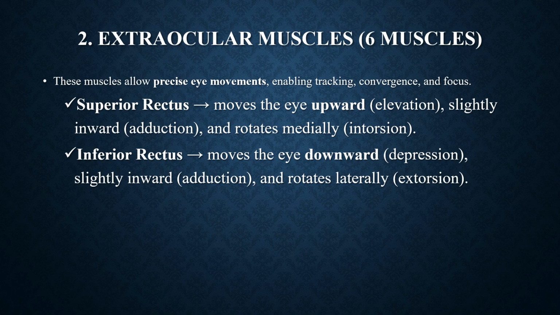The second one is the extraocular muscles, which are 6 in number. These muscles allow precise eye movement, enabling tracking, convergence, and focus. We have the superior rectus, which moves the eye upward, elevation, and slightly inward, adduction, and rotates it medially, intorsion. So this is the superior rectus. Then we have the inferior rectus, which moves the eye downwards, depression, slightly inwards, adduction, and rotates laterally.